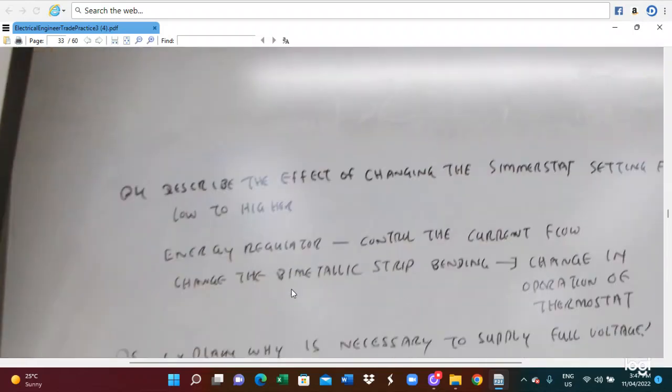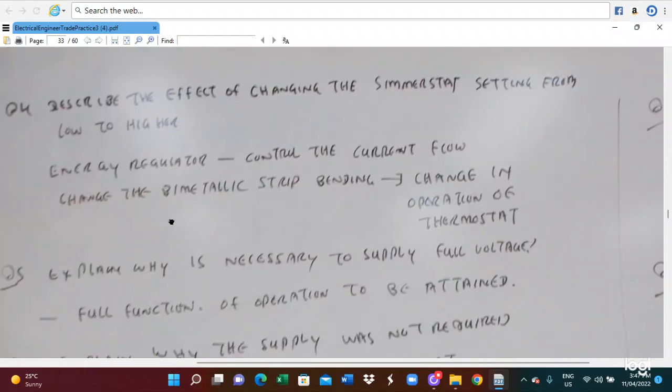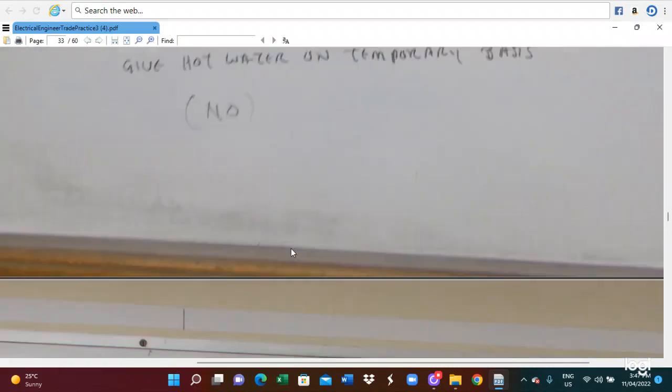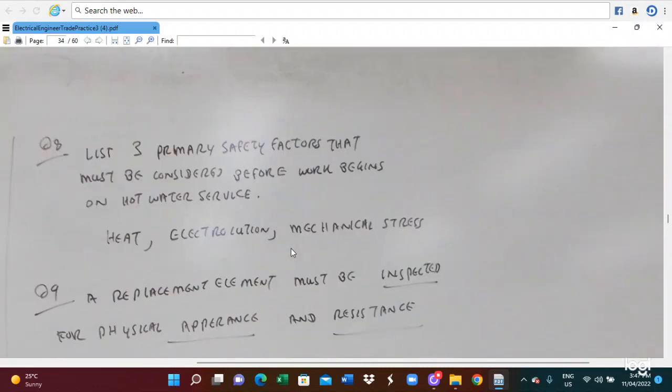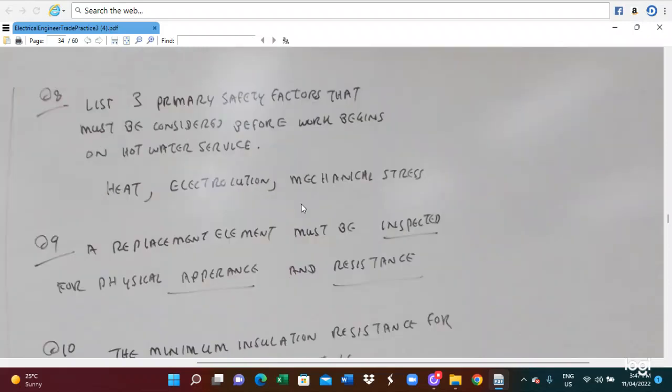Describe the effect of the change in the thermostat setting from low to high. In this case, the energy regulator controls the current flow and changes the bimetal strip bending, which changes the operation of the thermostat. These three are primary safety hazards that must be considered before work begins on the hot water service. In this case, we have to be concerned about heat, electrocution, and mechanical stress.